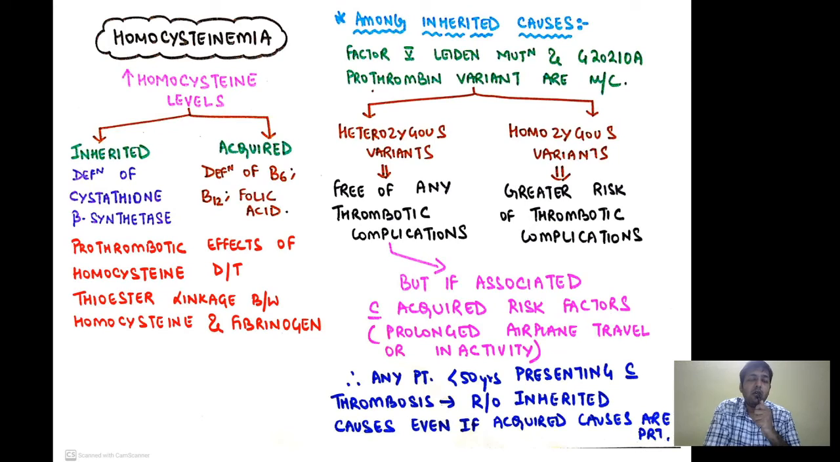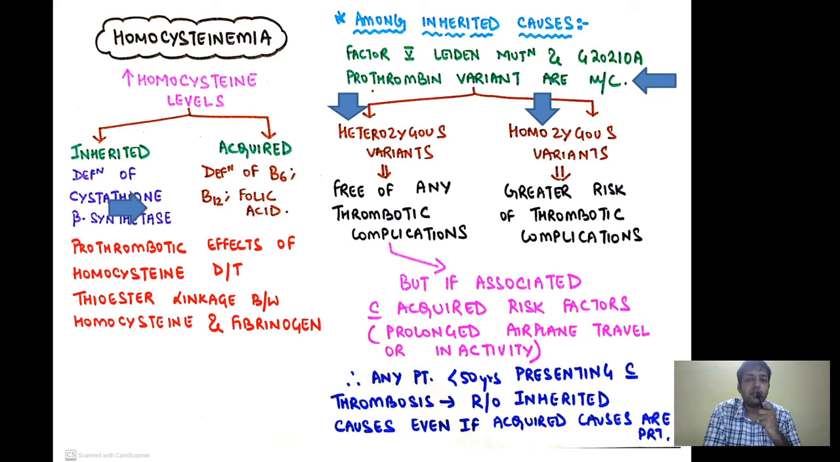Moving ahead, among the inherited causes, factor number 5 Leiden mutation and G20210A prothrombin variant are the most common. Now there are heterozygous variants and there are homozygous variants. As I already told you, all these inherited causes can have a heterozygous variant or a homozygous variant, and heterozygous variants are less severe as compared to homozygous variants, and the details of which I will discuss in the chapter on genetics.